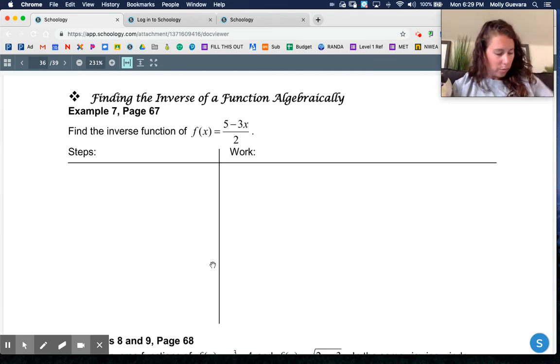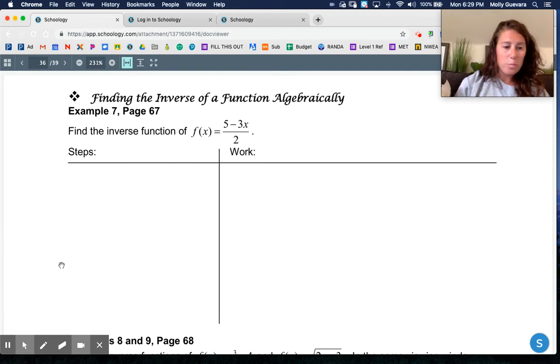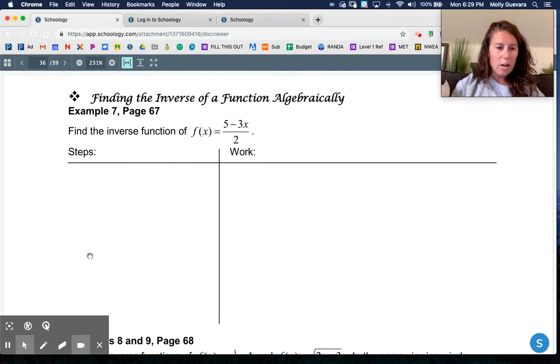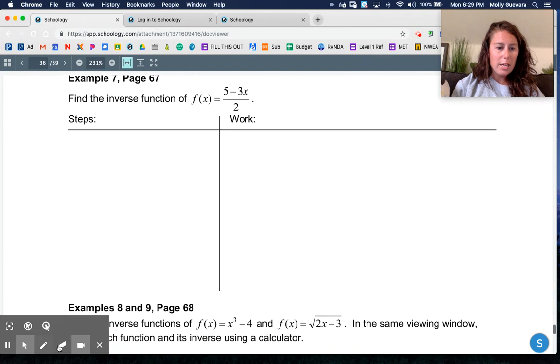All right, we are cruising. This is our last page, and it's just finding the inverse algebraically, which we have already done. So this should just be a pretty quick page here. Scroll down a little bit more. It's asking you to find the inverse function of f of x. So we already know our steps, but we'll write them down just in case.